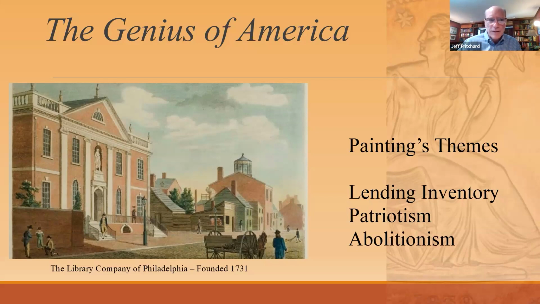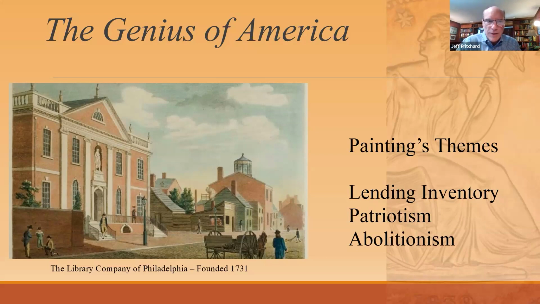But the library committee had three themes that they wanted Jennings to include in this large painting. In order of priority, those themes were: one, they wanted to promote their lending inventory. This library company was actually a for-profit entity, and so they wanted to lend more books. The second theme was patriotism. This was a new country, and certainly that was appropriate. But the third theme was abolitionism.